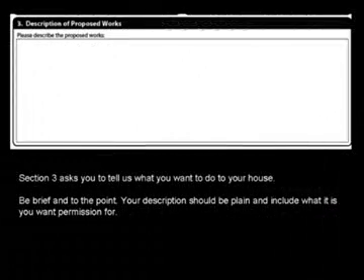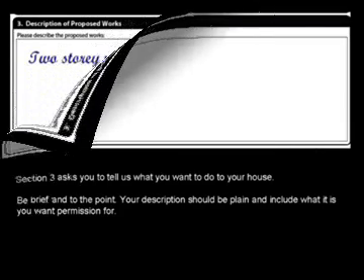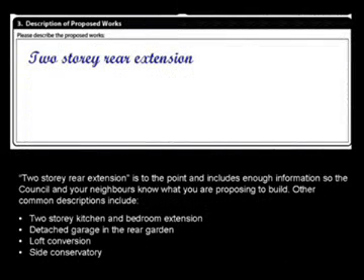Section 3 is where you tell us what it is you want to do to your house. Be brief and to the point. Your description should be plain and include what it is you want permission for. The description "2-storey rear extension" is to the point and includes enough information so the council and your neighbours know what you are proposing to build.